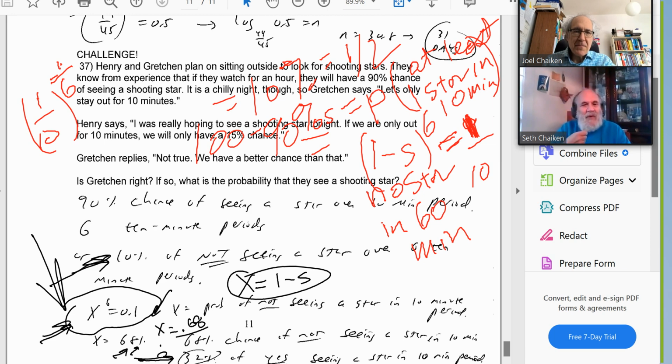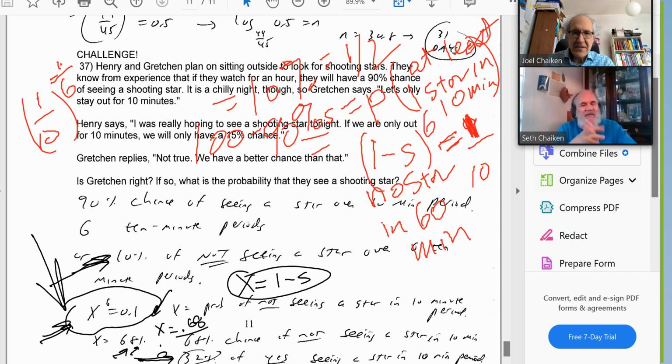But we're interested in the probability that they actually see a star. So the probability that they see a star is the complement. It's 0.68, 68 hundredths, subtracted from 1. So it's about 32 hundredths, a 32% chance of seeing a star.